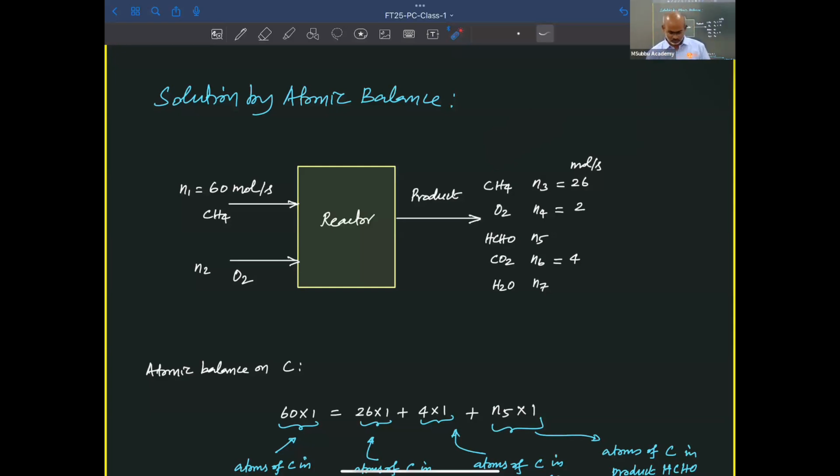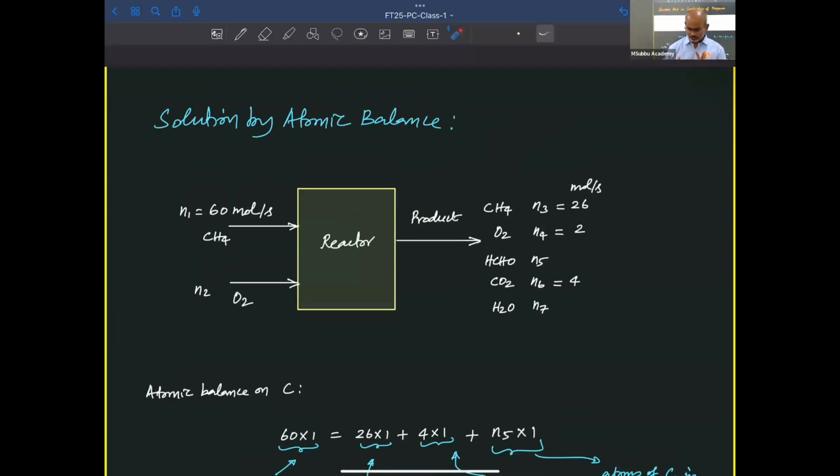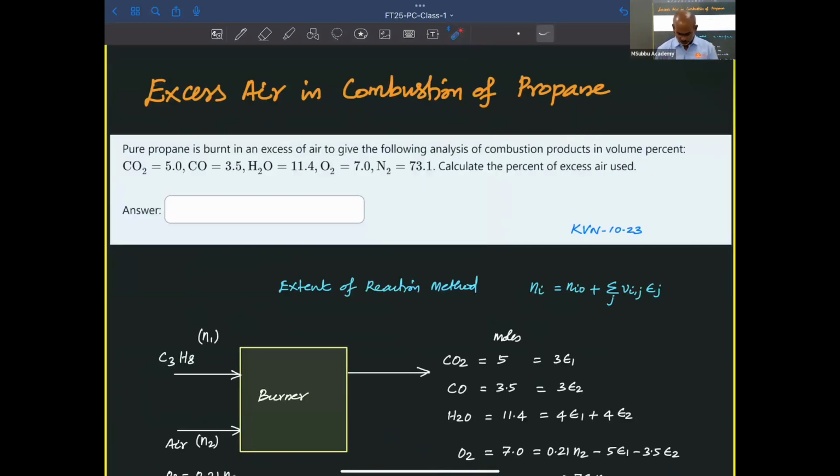Okay, maybe you can understand this by another two more examples. So let us not wait further. Let us take up this problem. This is about calculating the excess air in the case of combustion of propane. So we are given the product contents. So products are CO2, CO, water vapor, nitrogen, oxygen.